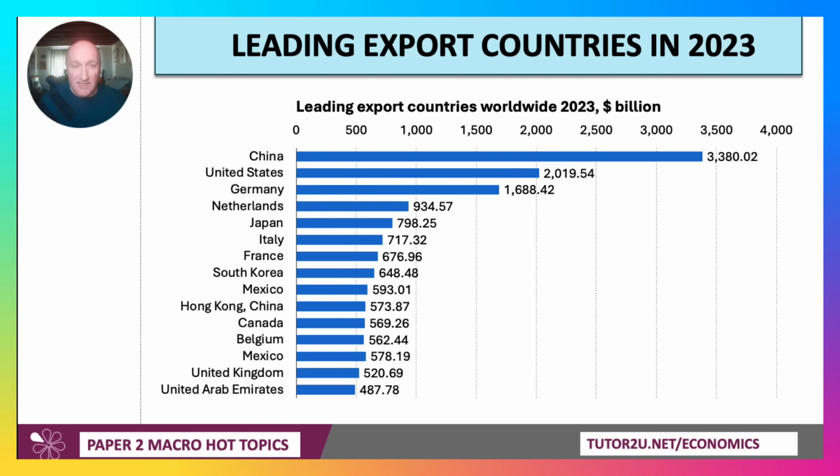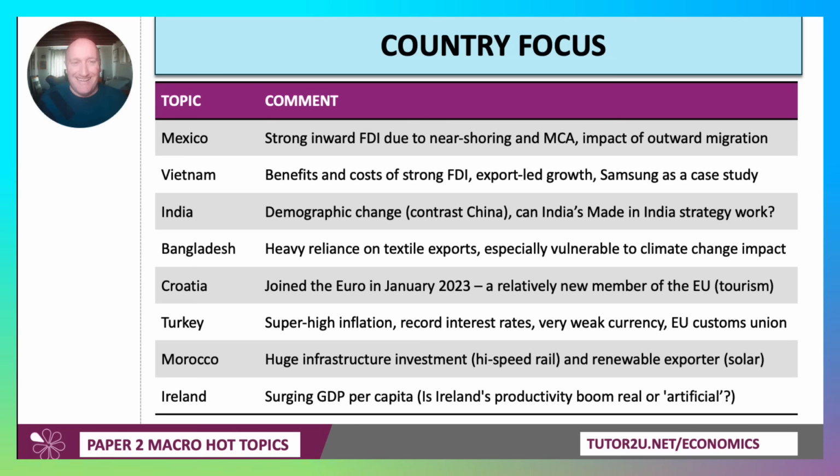This chart shows the leading export nations in the world last year. China way ahead. United States, Germany and Netherlands come third and fourth. And the UK does appear on this chart near the bottom, but below Mexico. Mexico is becoming a huge exporting nation. In fact, I think Mexico is so important, it even figures twice on my chart. I'll have to check that.